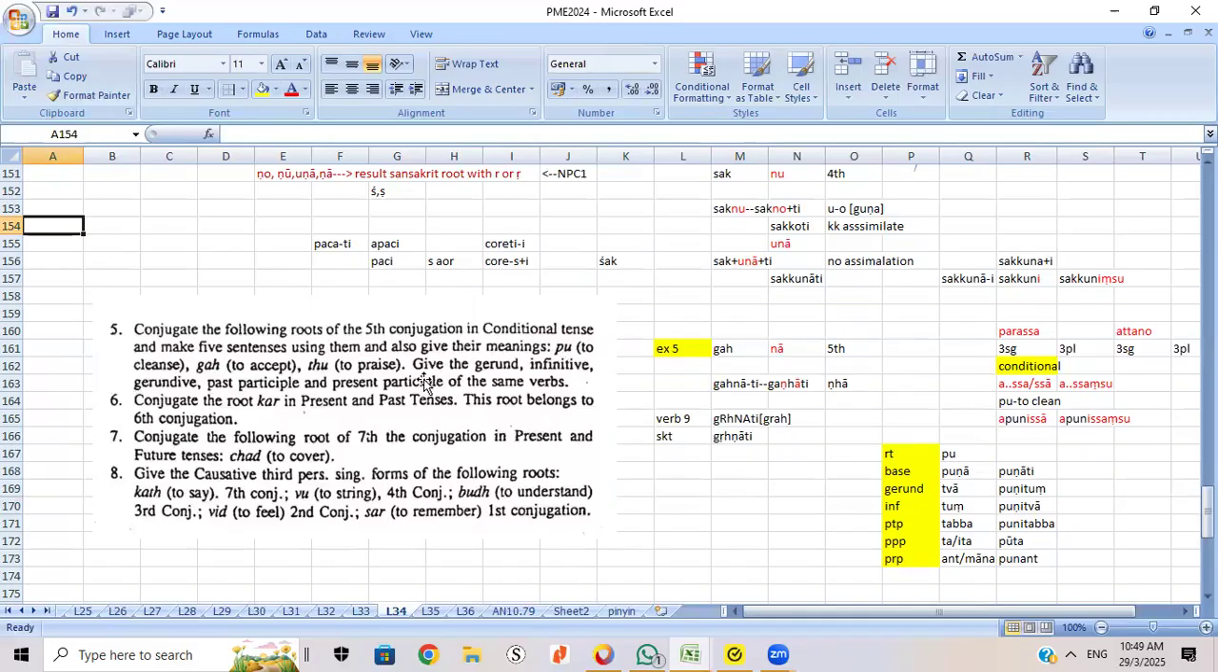Because here it is asking to give the gerundive. Gerund, infinitive, gerundive. This is the gerundive. So this one is the potential participle. The rest you form like that. Then this puna is the base. Puna is the base, then punati, and then you have to add in this one.